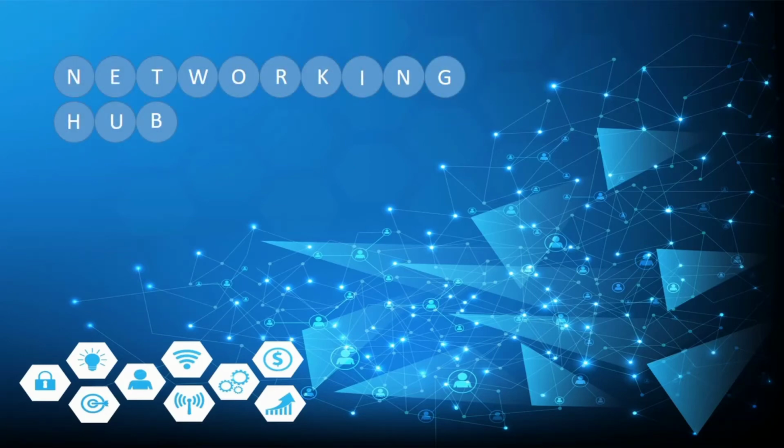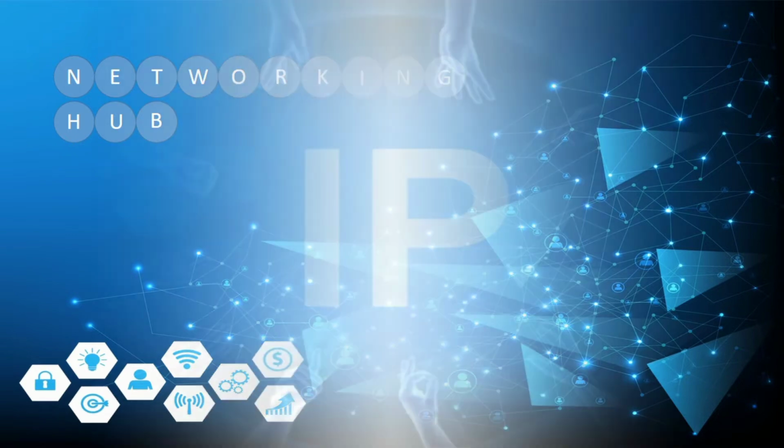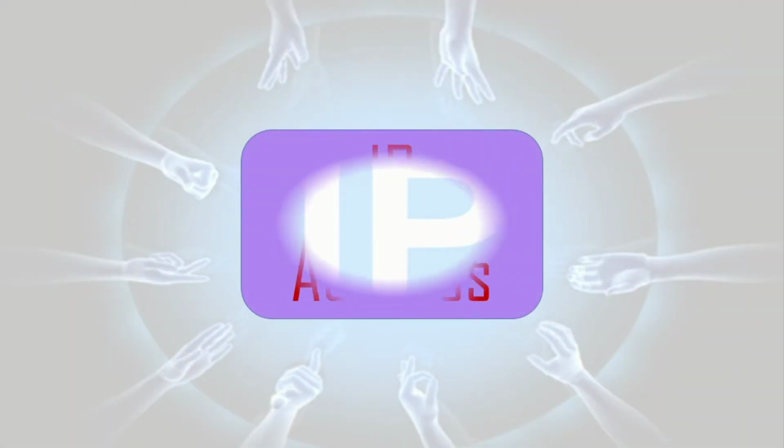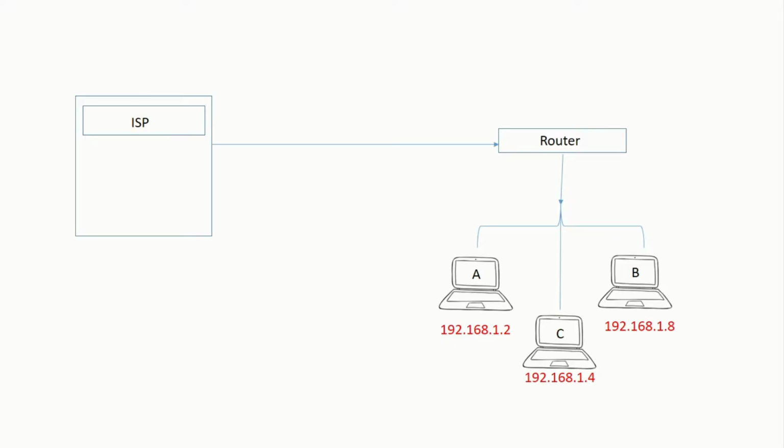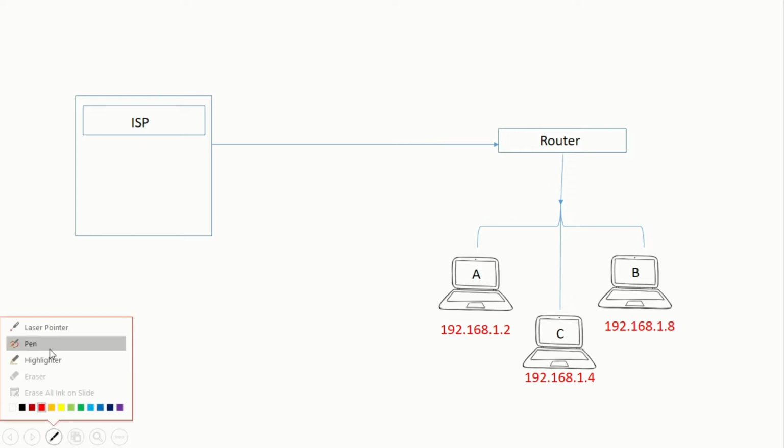My name is Ritika and in this video I'll be telling you about IP addresses, its ranges, its classes and all about IP address. So first of all, your internet comes from your ISP, internet service provider, to your home router, and then these are the devices connected to your home router. Okay?